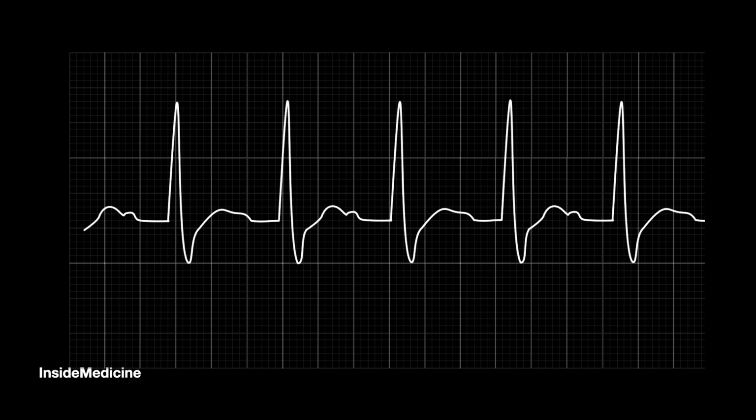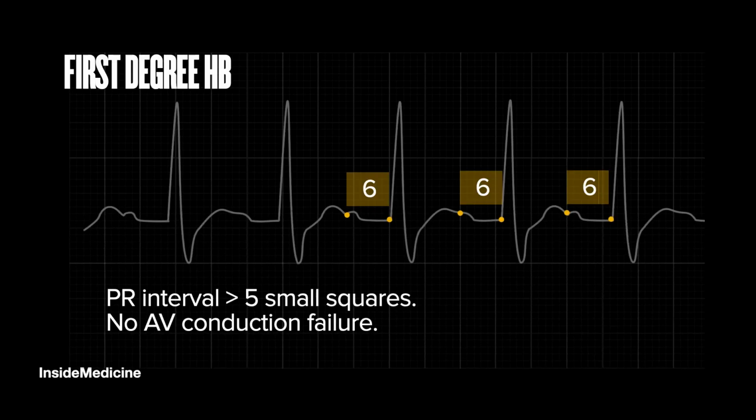Don't overthink it. Okay, so there's no drop beat. Yes, it's a prolonged PR interval. It's a type 1 heart block. Yes, sir. That is what I'm going with. First degree heart block. Another good guess. With 6 small squares and no AV conduction failure.